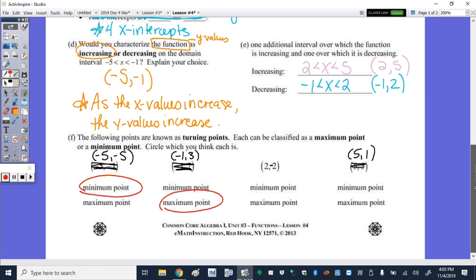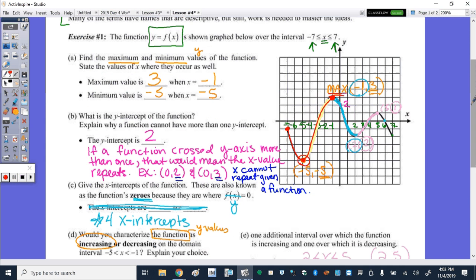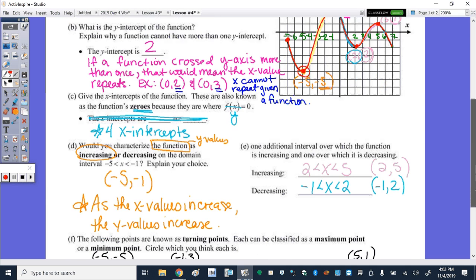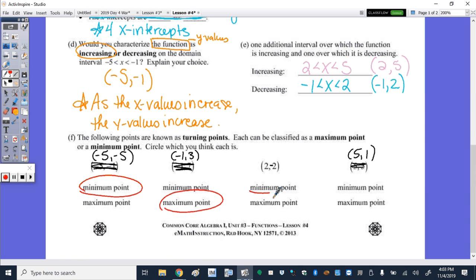Let's keep tracing along the curve. Now we're decreasing to a low point, 2, negative 2, increasing to a high point and decreasing again. So 2, negative 2 is a low point, where 5, 1 is a high point. Okay, this seems pretty easy.